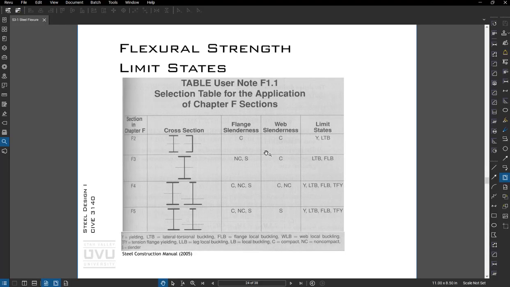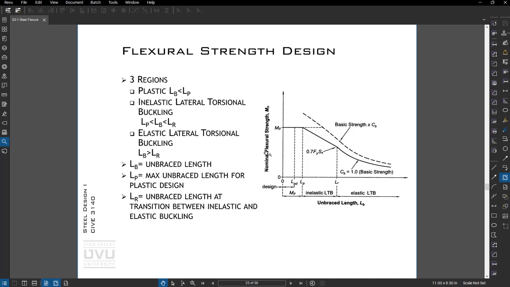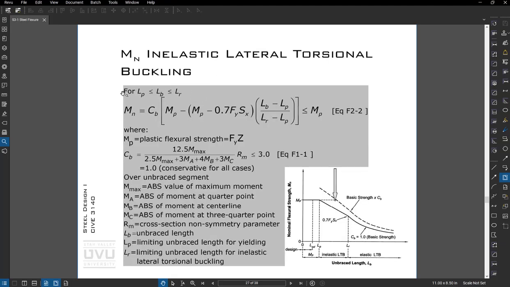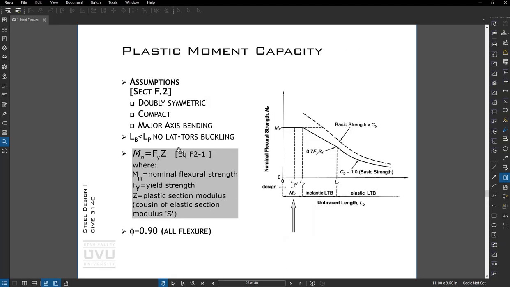Okay, so let's look at the limit states. We talked about this figure where you have plastic behavior, inelastic, and then fully elastic. So, the base equation: nominal moment strength is equal to Fy, yield strength, times Z, which is the plastic section modulus. You get that out of the manual in the tables. And that's this area right here.